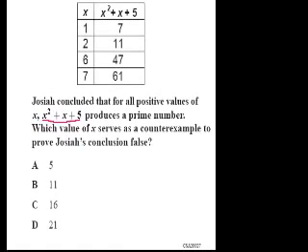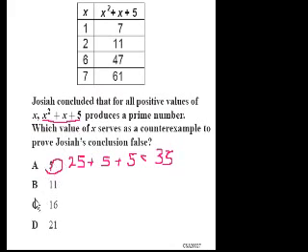So a counterexample says, he says that whenever I put any positive number here, I get a prime number here, right? And we have to say which one proves him false. If you put 5 there, what is 5 squared is 25 plus 5 plus 5. And what is that equal to? That's equal to 35. So that's a counterexample right there. If x is equal to 5, I produce 35, which is not a prime number.